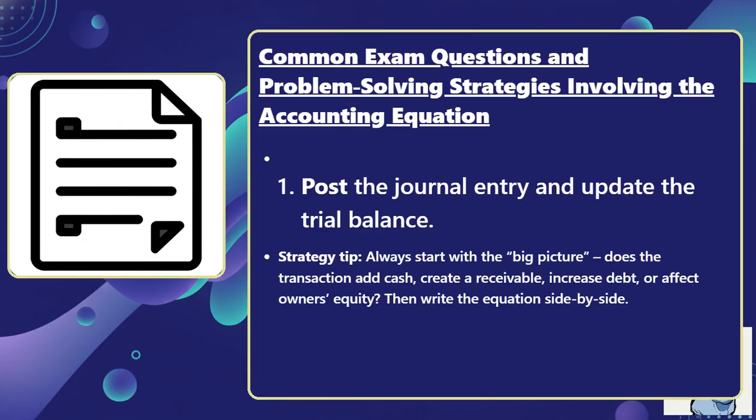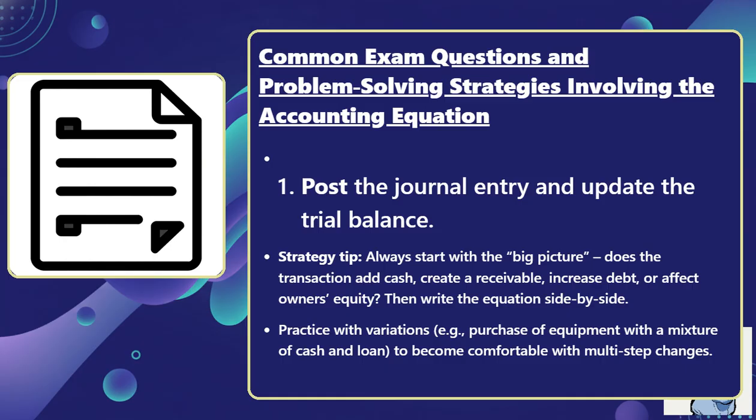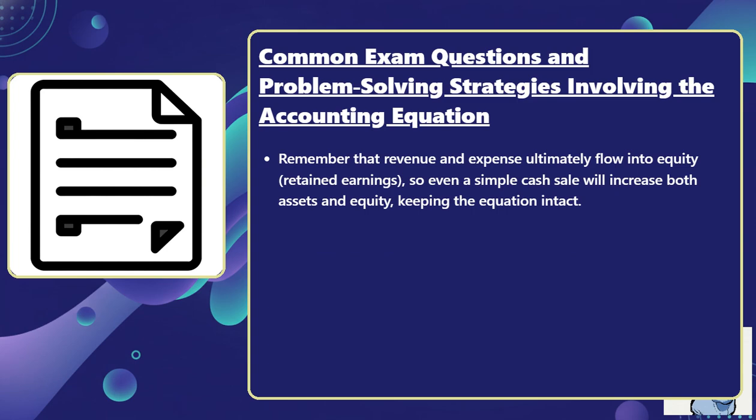Strategy tip: always start with the big picture. Does the transaction add cash, create a receivable, increase debt, or affect owner's equity? Then write the equation side by side. Practice with variations, for example, purchase of equipment with a mixture of cash and loan, to become comfortable with multi-step changes. Remember that revenue and expense ultimately flow into equity, retained earnings, so even a simple cash sale will increase both assets and equity.